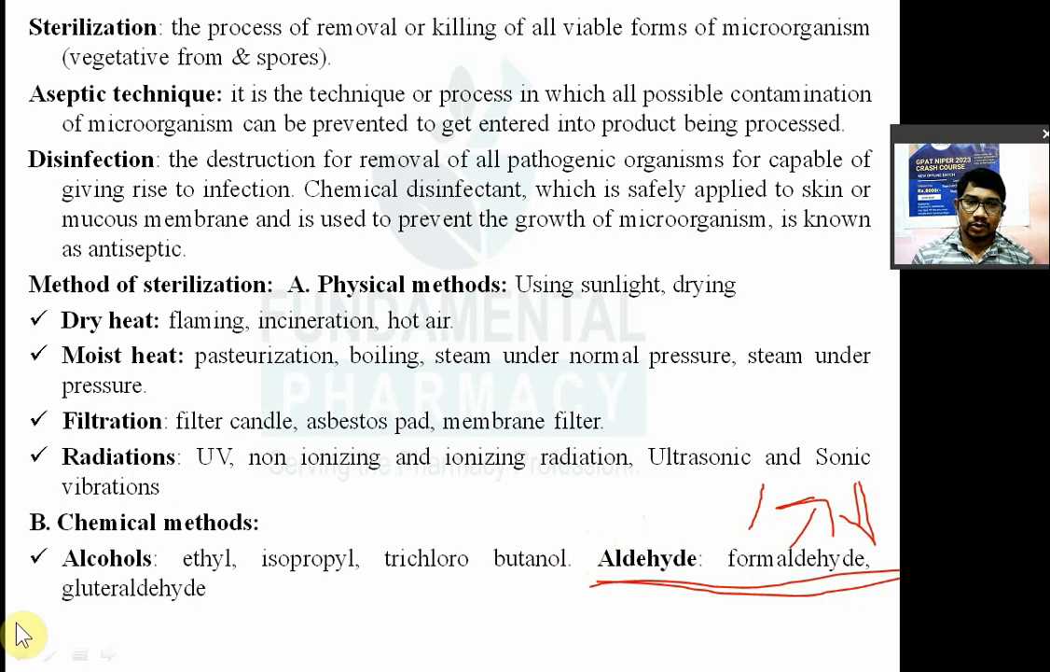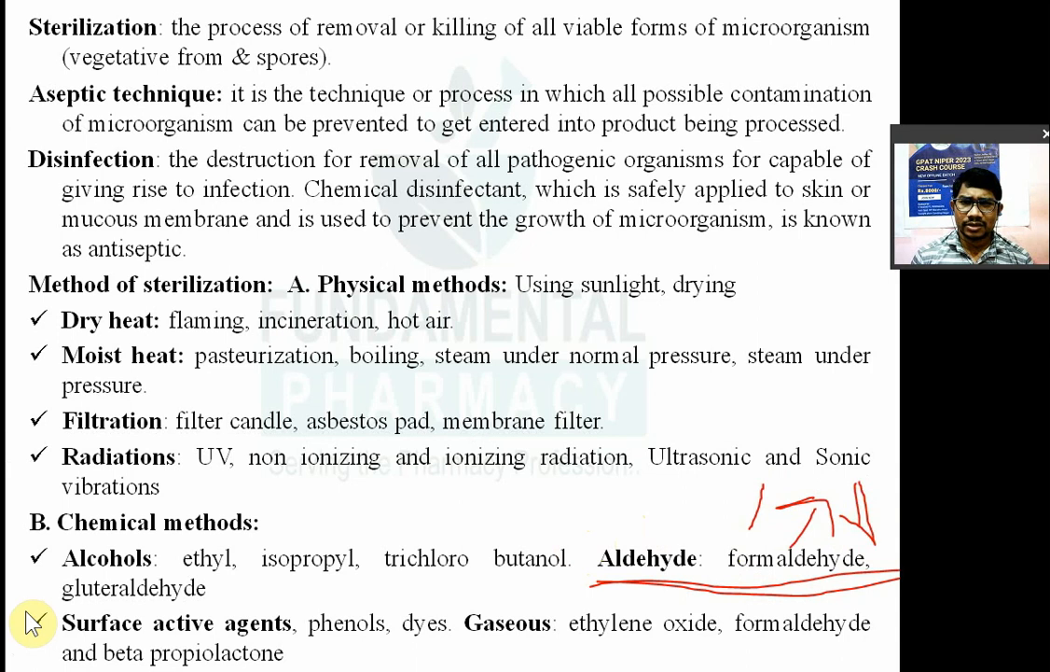Formaldehyde, glutaraldehyde. Then again there are other chemicals also, like surfactants, phenol, dyes. And gases like ethylene oxide, formaldehyde, then beta propiolactone. These are the examples of chemical methods. तो फिजिकल मेथड पहला है, उसमें dry, moist heat, फिल्ट्रेशन, रेडिएशंस, और बाद में नेक्स्ट मेथड है केमिकल मेथड, इसमें अल्कोहल्स, एल्डिहाइड, बहुत सारे डिफरेंट chemicals use करते हैं.